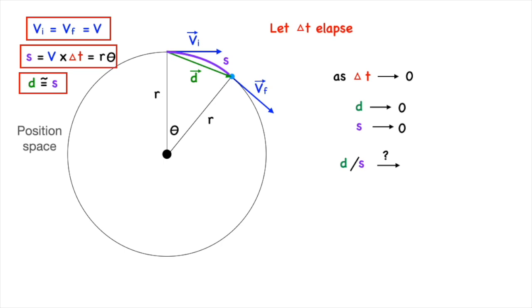As d goes to 0, you might think that the ratio goes to 0. However, as s goes to 0, you might argue that the ratio goes to infinity. Which is it? 0, infinity, or something in between? Spoiler alert, Newton will show that the ratio goes to 1. In other words, d becomes equal to s.